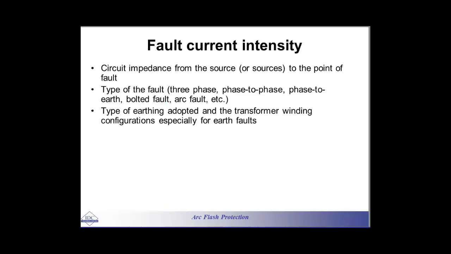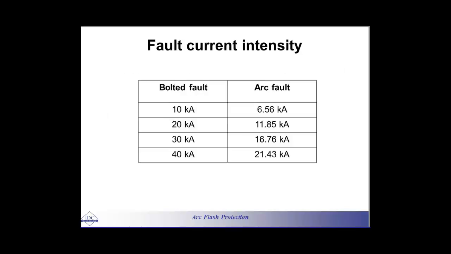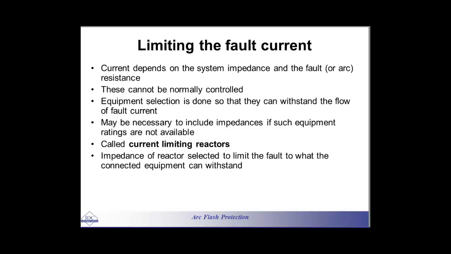Okay, so therefore, as I said, when you think about the fault current intensity or magnitude, it has to do with the circuit impedance from the source to the point of fault, and also the type of fault, whether it's three-phase, phase-to-phase, single-phase, voltage fault, arc fault, and also the type of earthing that you have available in there. So this table gives you a comparison between different fault currents and the intensity depending on the configuration that you have. So the main issue is, is there any necessity actually to limit the fault current?